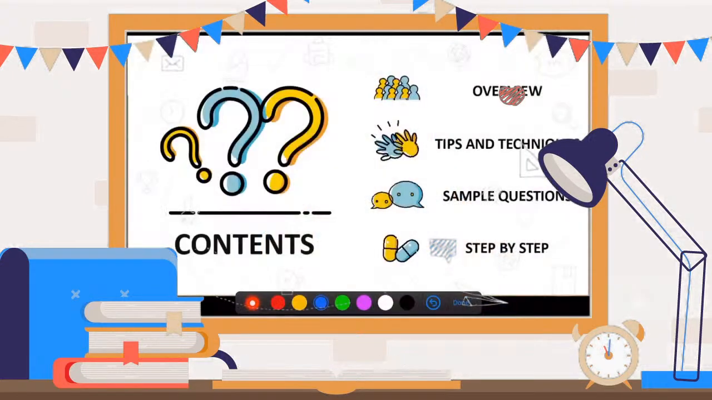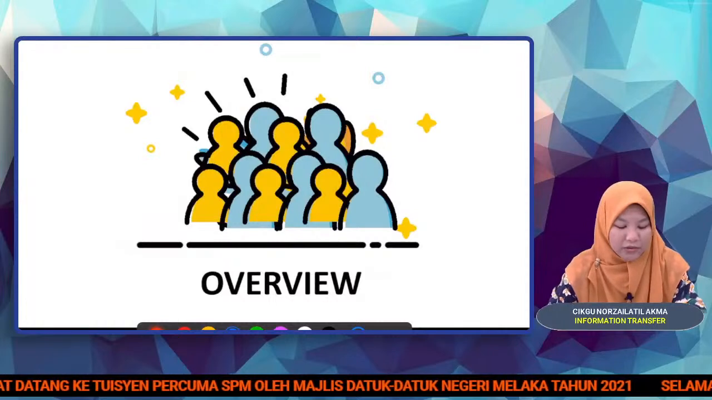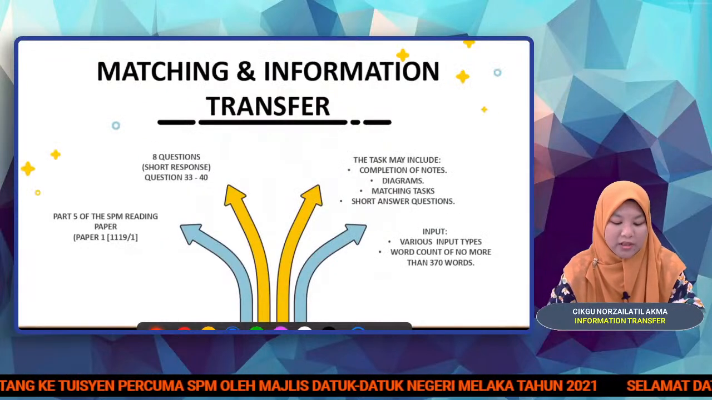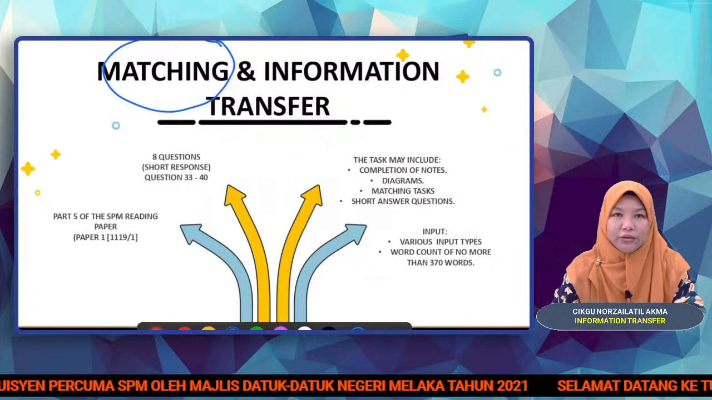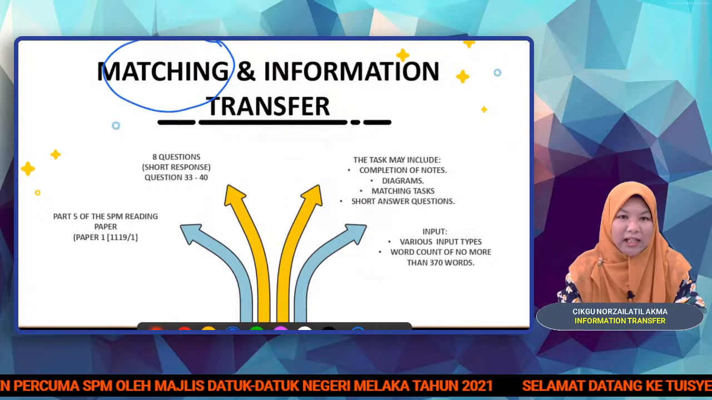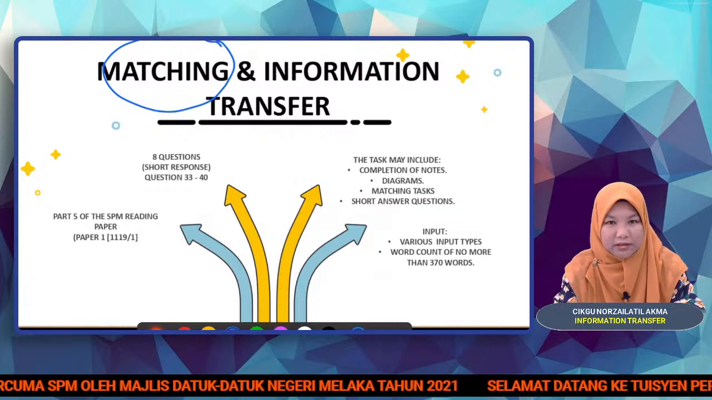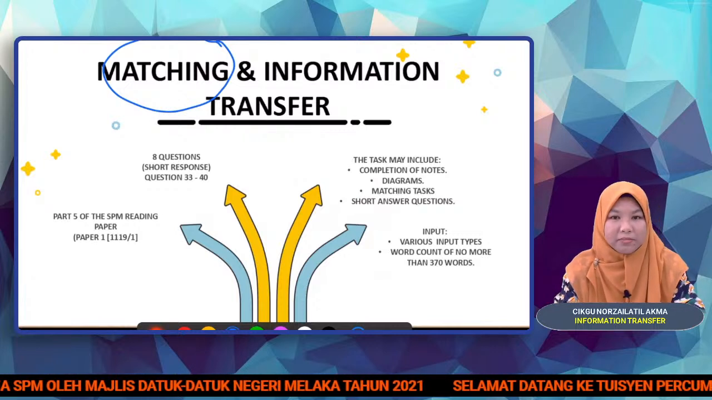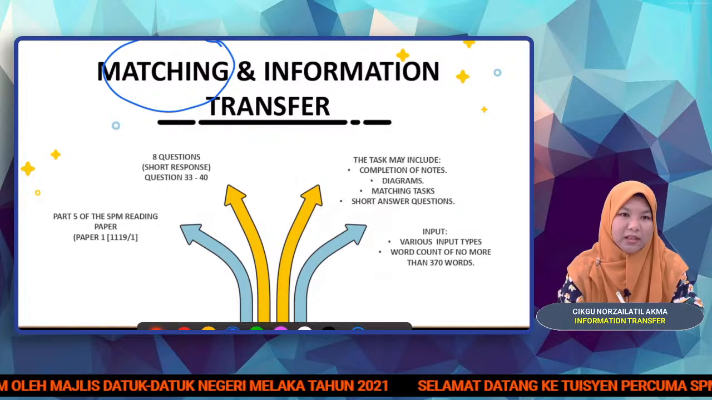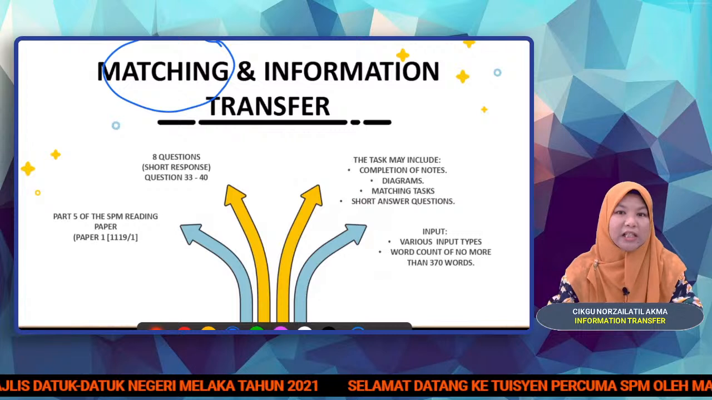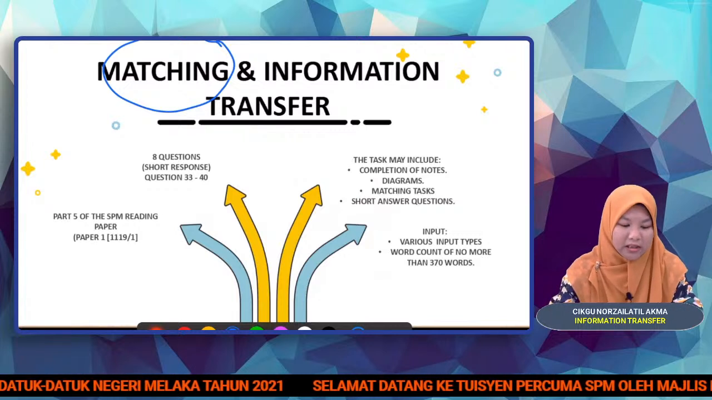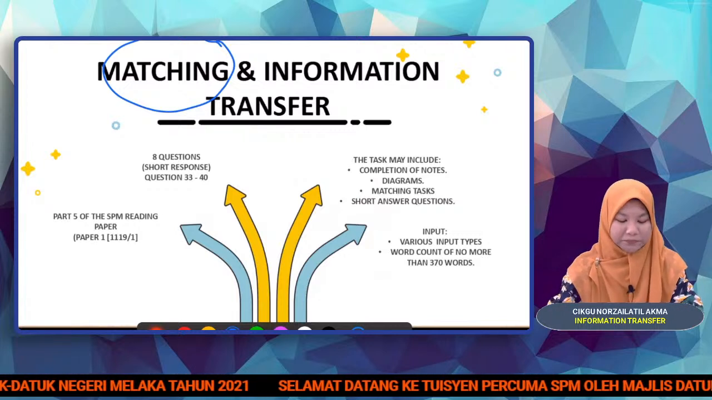Let's go to the overview of the test section first. The part is called matching and information transfer. Matching here means you combine two elements together and make it suitable, make it compatible. One element should be suitable to another element. It means that you are matching two things and making it compatible, appropriate, and suitable.